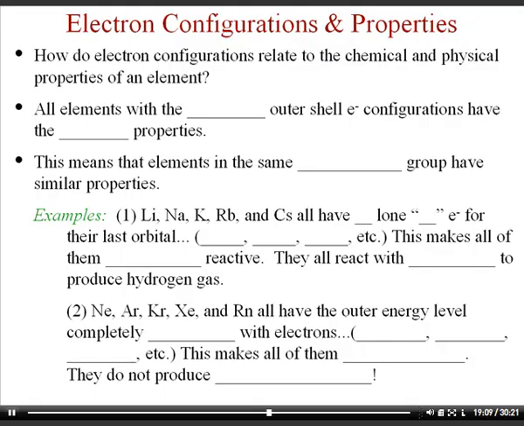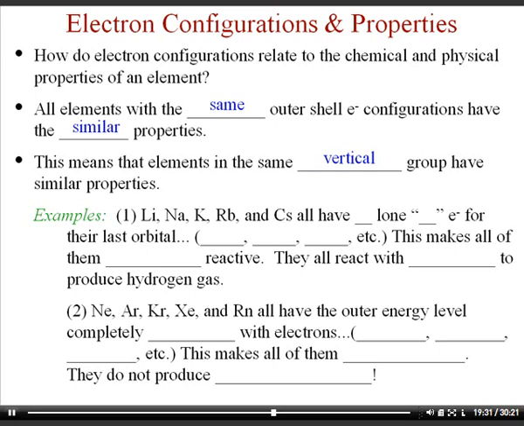Now we talk about electron configurations and their properties. So how do electrons and their addresses, or their electron configurations, relate to chemical and physical properties? Well, if you have the same outer shell configuration, you're going to have very similar properties. So that means if you're in a vertical group of elements, you're going to have a lot of similar chemical and physical properties.